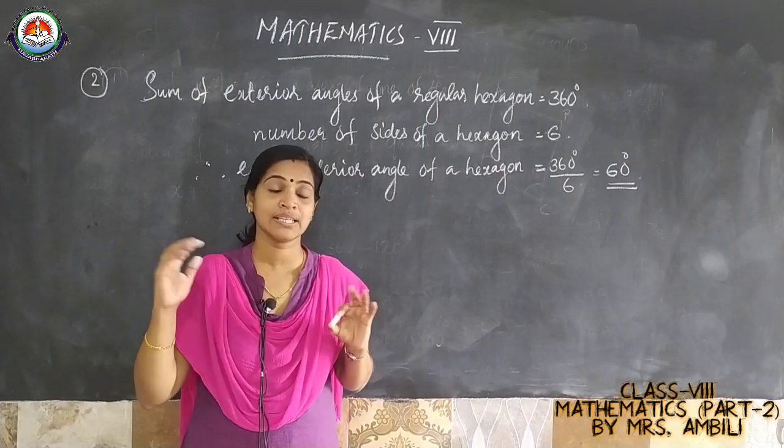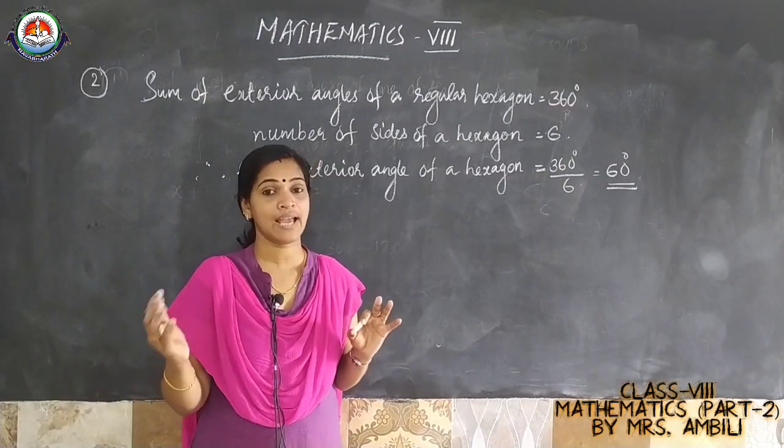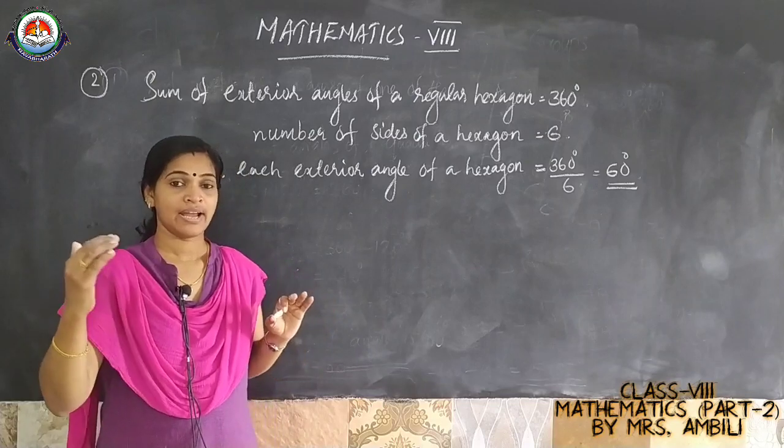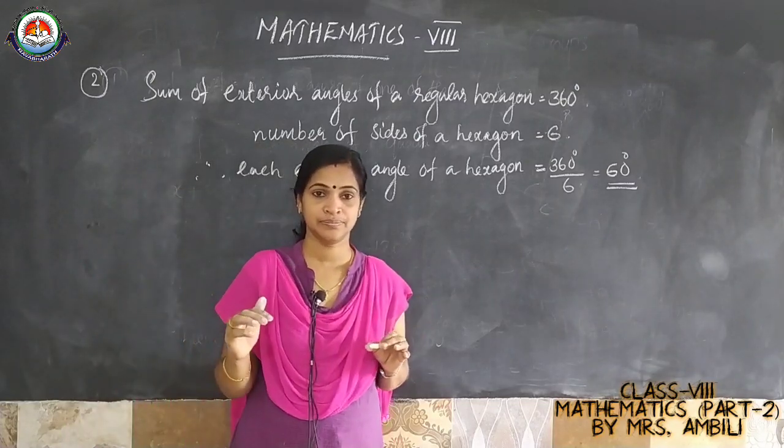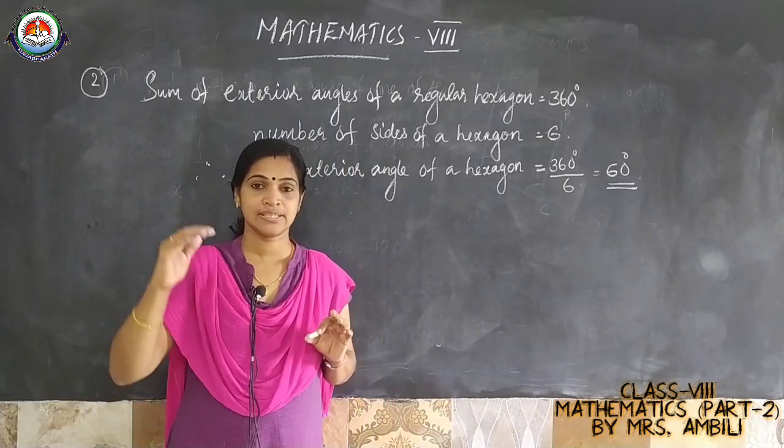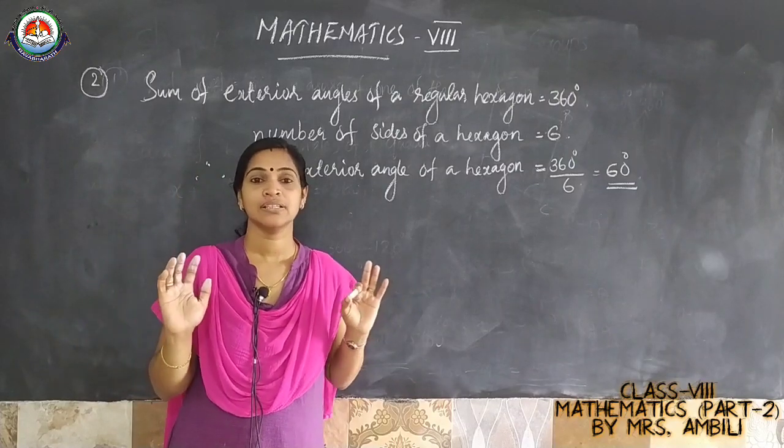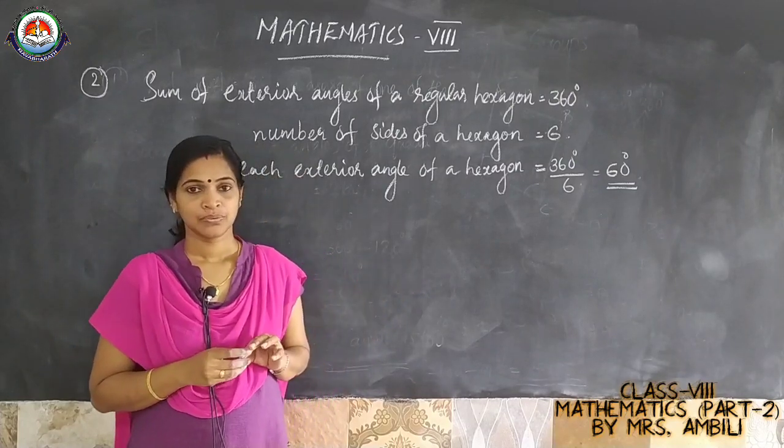How many angles are there for a hexagon? 6 angles are there, so each angle is 60 degrees: 60, 60, 60, like that 6 angles. Clear?